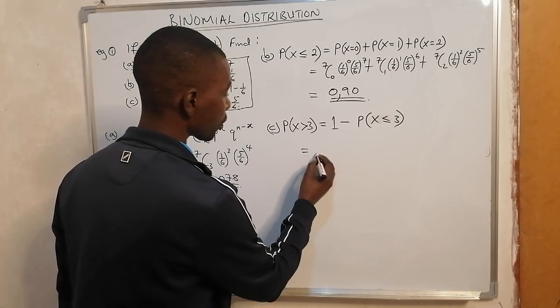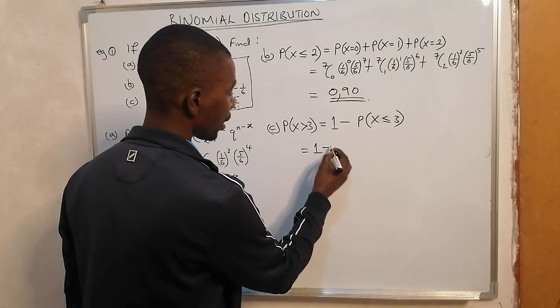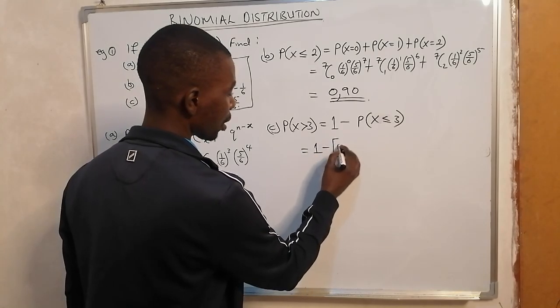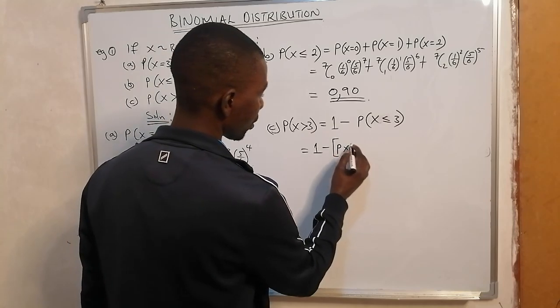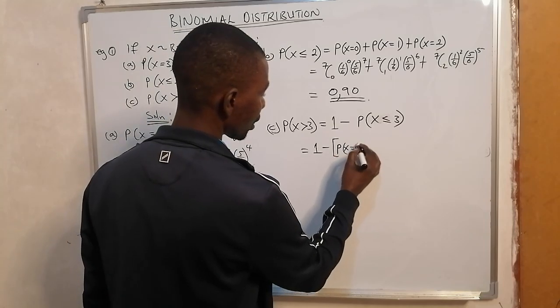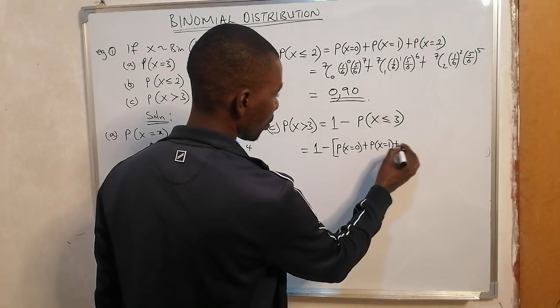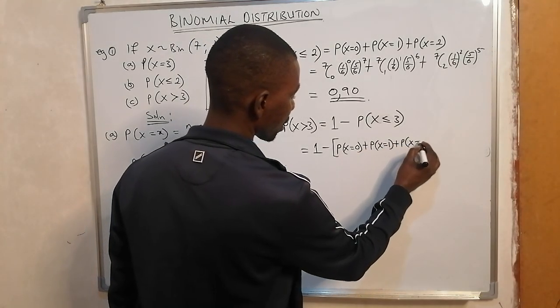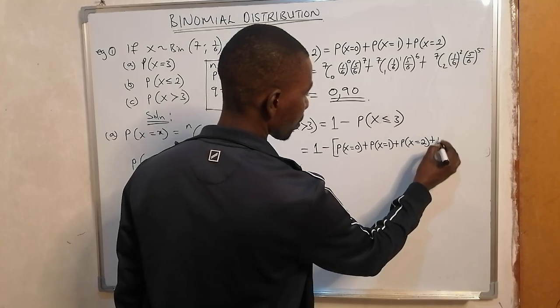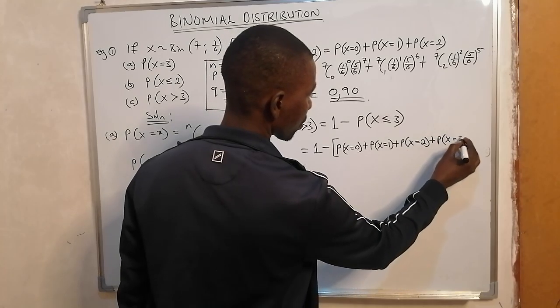So in this case, we have 1 minus probability of x equals 0 plus probability of x equals 1 plus probability of x equals 2 plus probability of x equals 3.